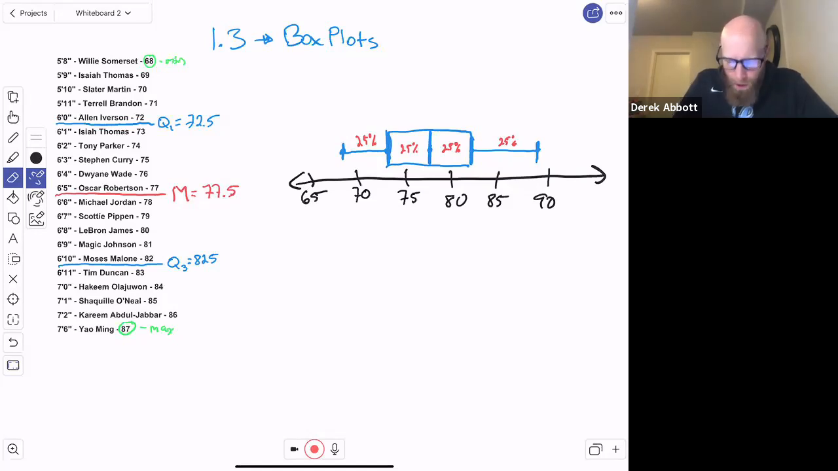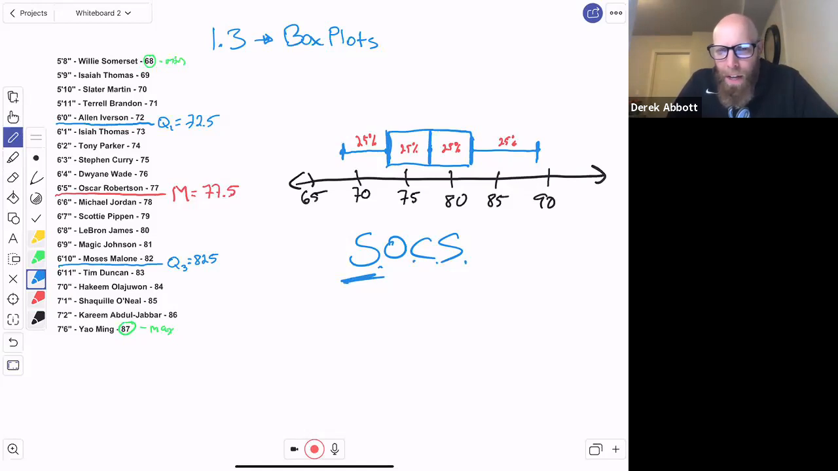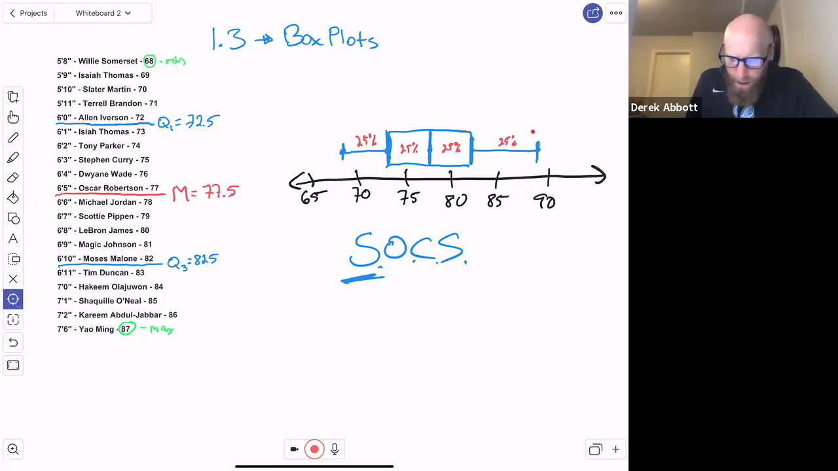Okay, one of the other big things, once we build this, we're always going to be looking for SOCS, right? So if I said describe the data set, we're going to say, okay, what do I know about SOCS? Shape. Shape's a little harder to find in this. I don't know exactly where the mass of the data would be. I'm always trying to estimate what it would look like. So really, shape is best to talk about on a dot plot, stem plot, or histogram. But on this, you can still tell if there's skewness out to the right here.